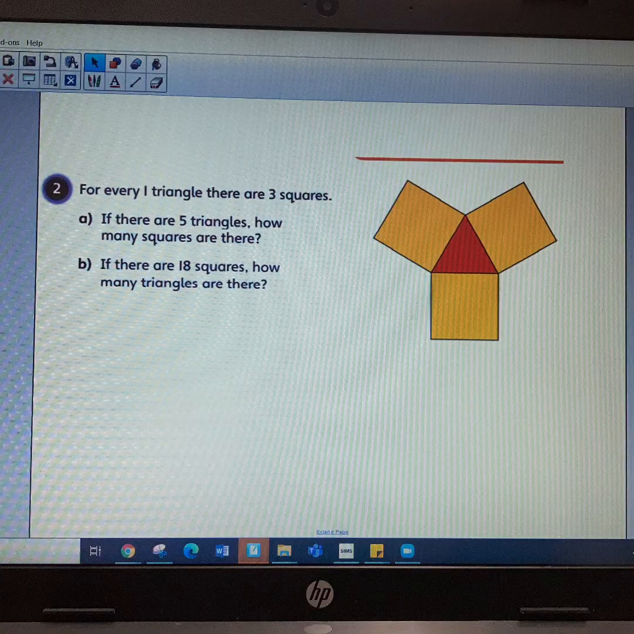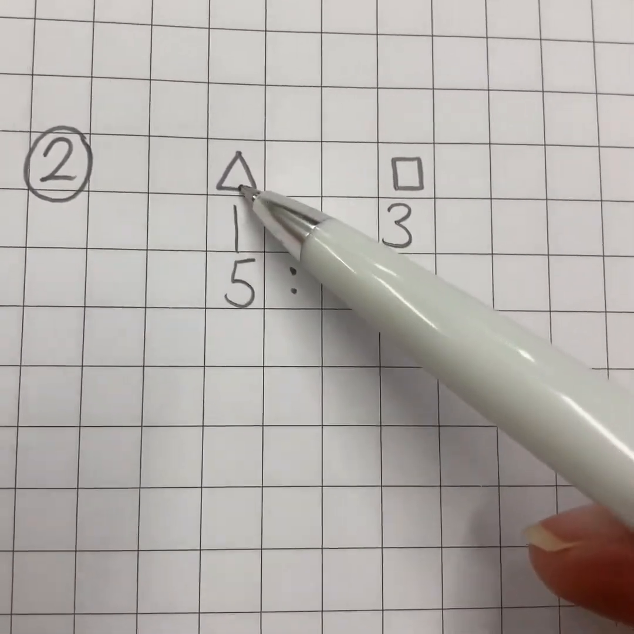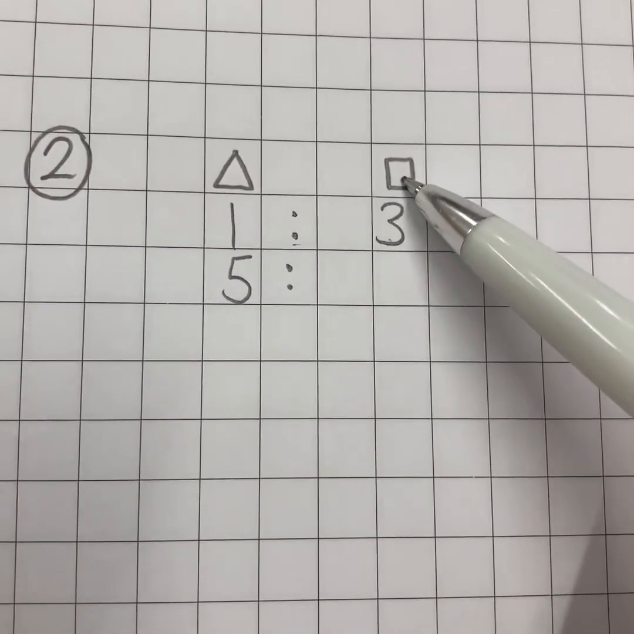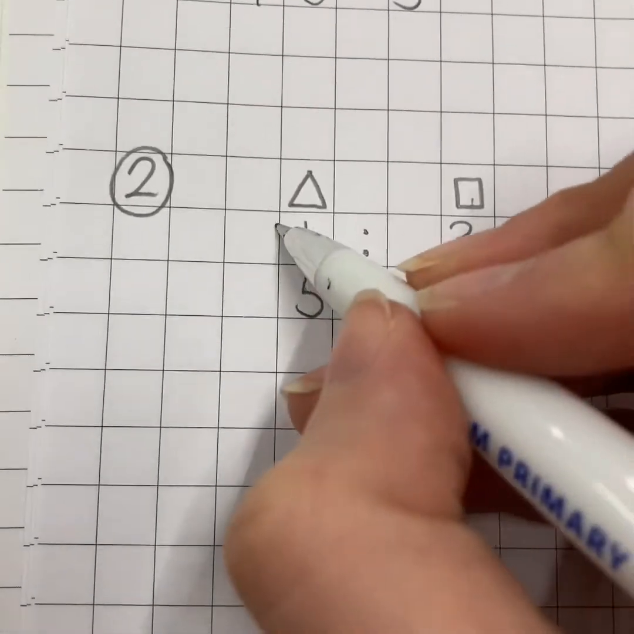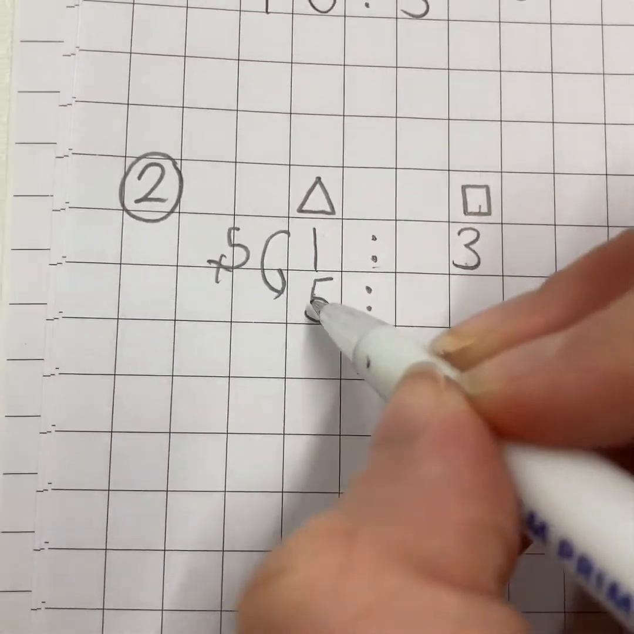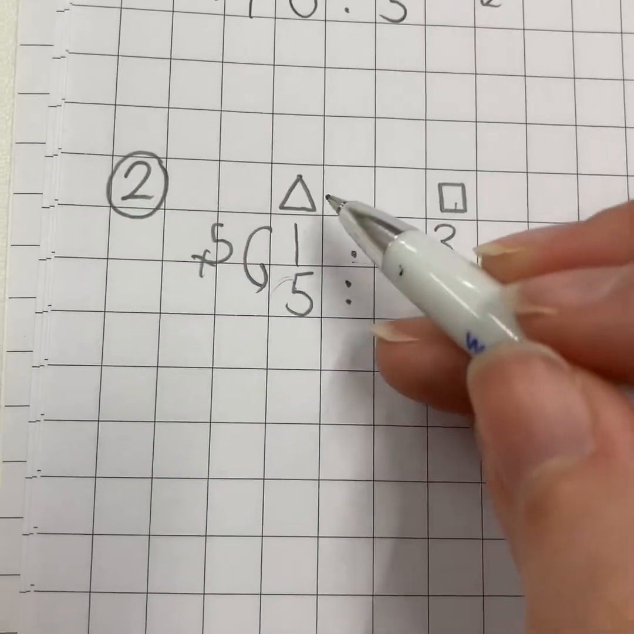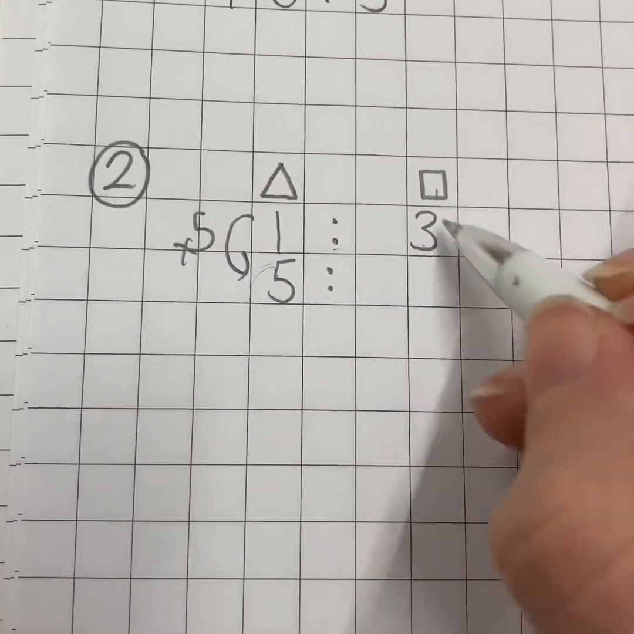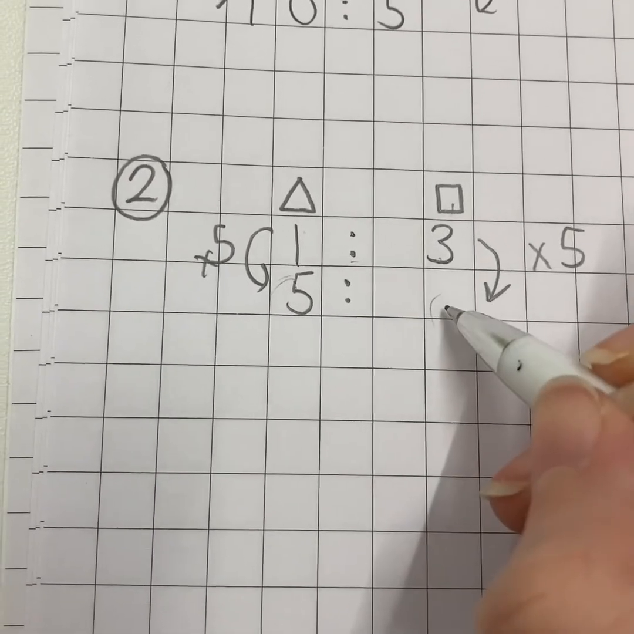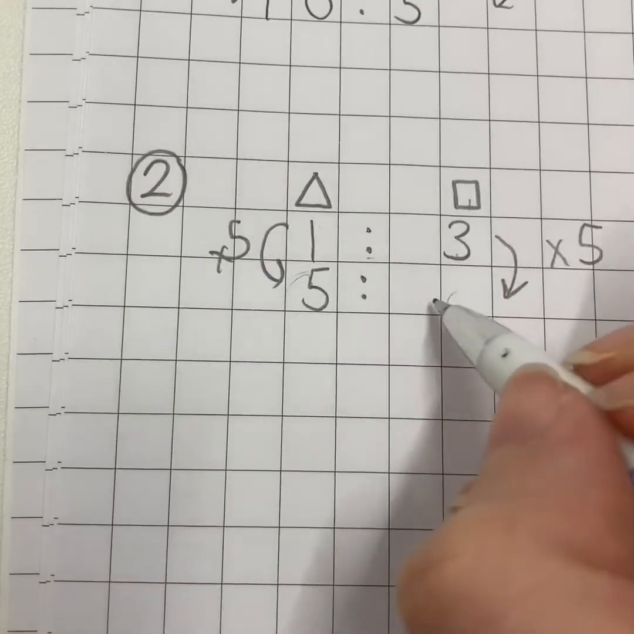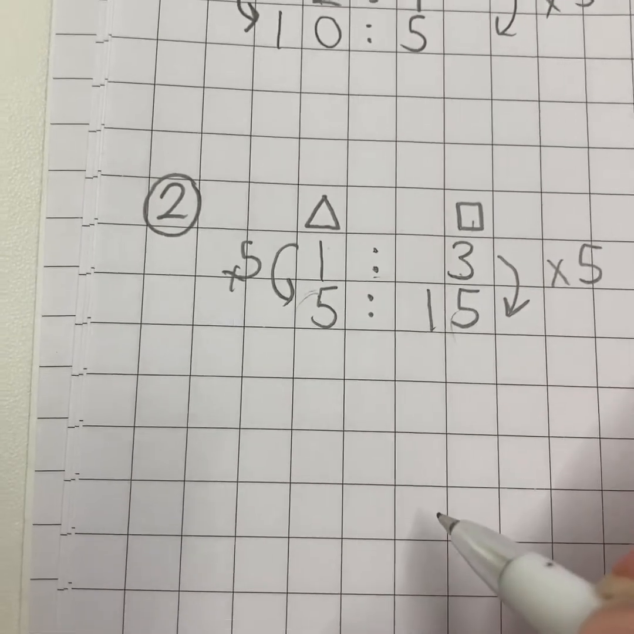Okay, so I've written down my basic ratio, one triangle for every 3 squares. I now want 5 triangles. So I've times this side by 5. I've got 5 lots of one triangle. So now, what do I need to times this side by? I need to times this side by 5. I need 5 lots of 3 squares. 3 times 5 is 15. So if you had 5 triangles, you'd have 15 squares.